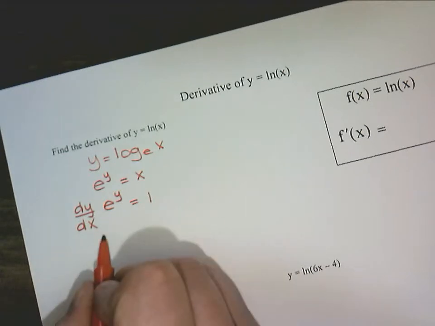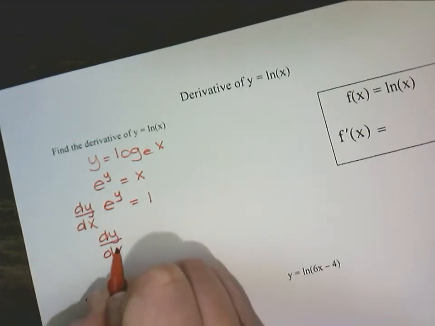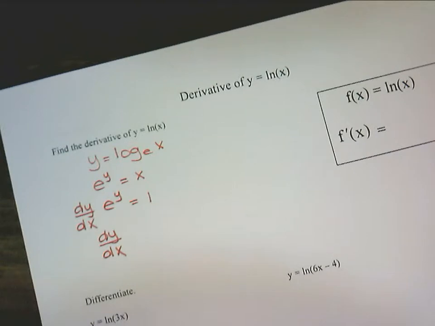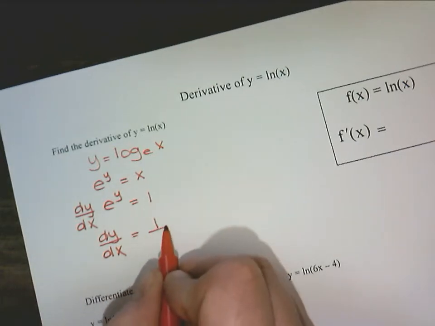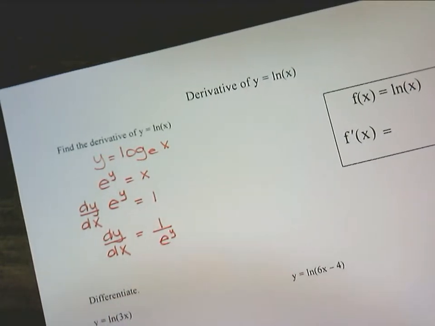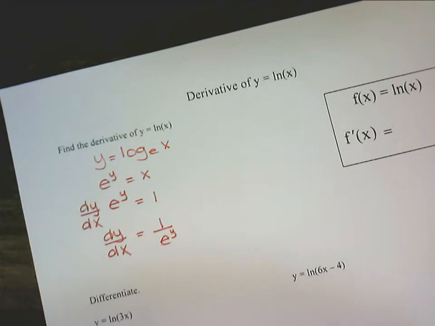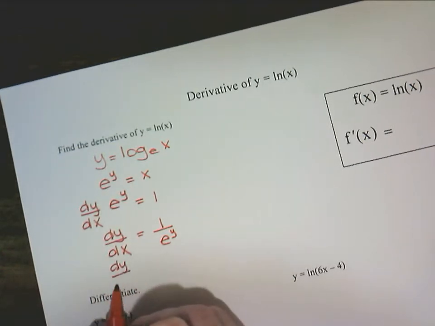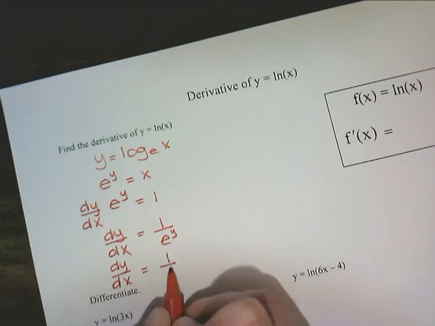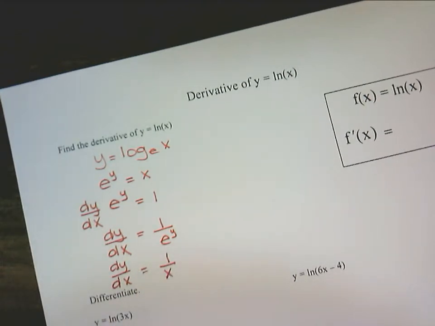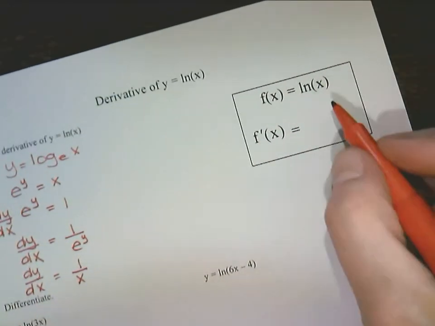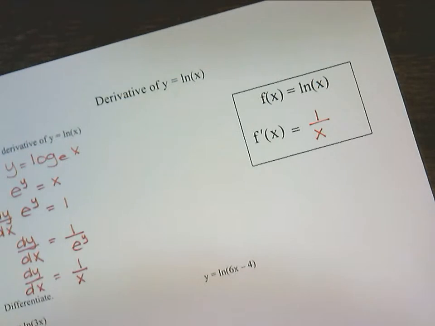Solving for dy by dx, I get dy by dx is equal to 1 over e to the y. I know that e to the y, though, is equal to x, as I stated up here. So I can rewrite this as dy by dx is equal to 1 over x. So this shows the derivative of ln x is 1 over x. And I can write f prime of x is 1 over x.